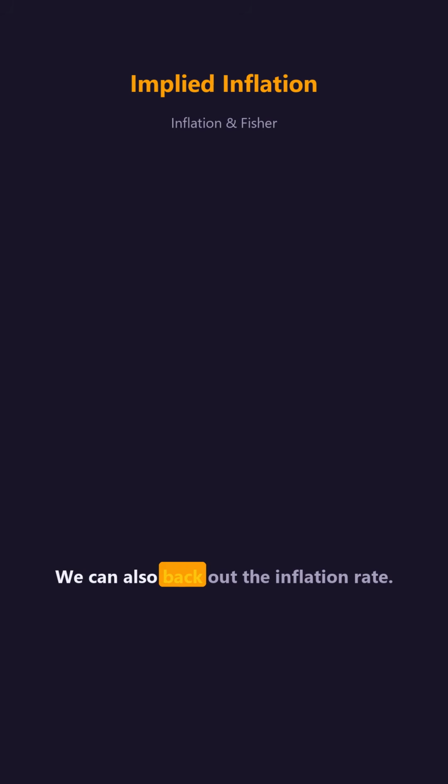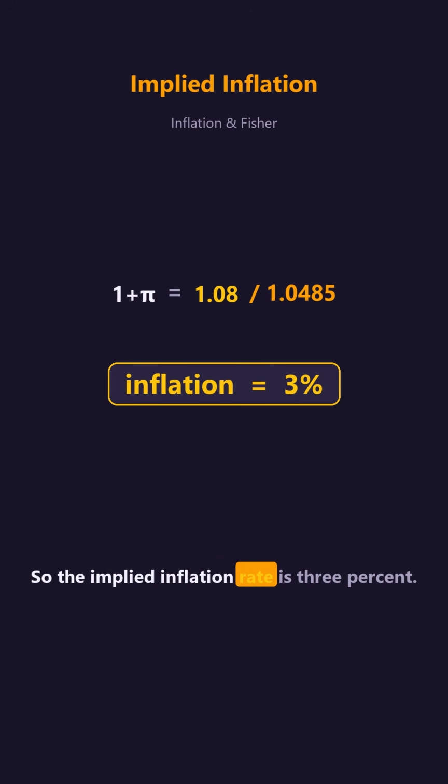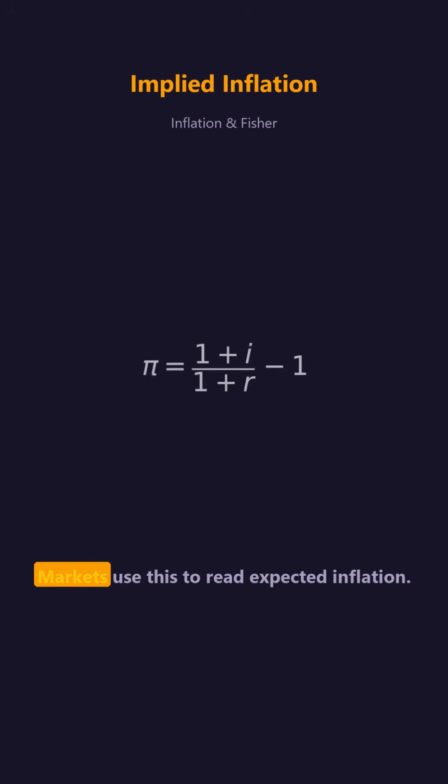We can also back out the inflation rate. Rearrange Fisher to solve for pi. 1 plus pi equals 1 plus I, over 1 plus R. With nominal 8% and real 4.85%, we get 1.03. So the implied inflation rate is 3%. Markets use this to read expected inflation.